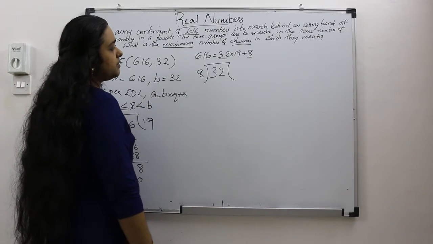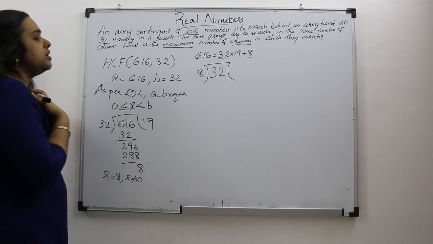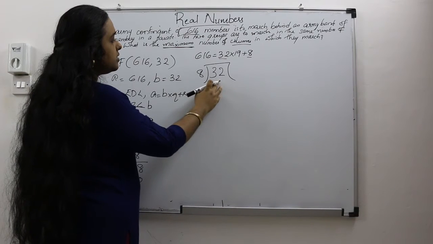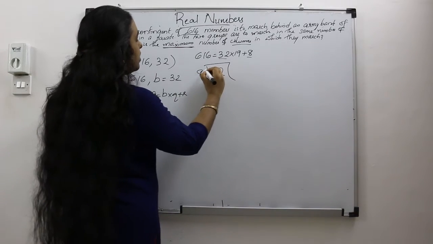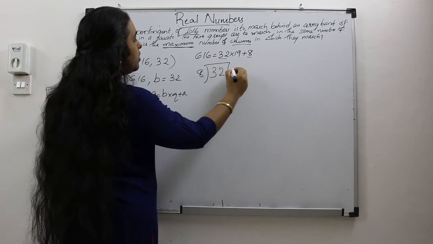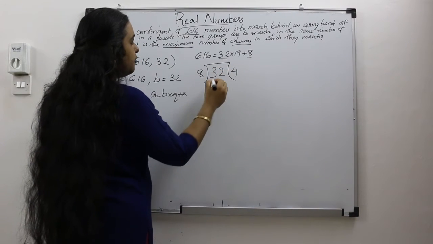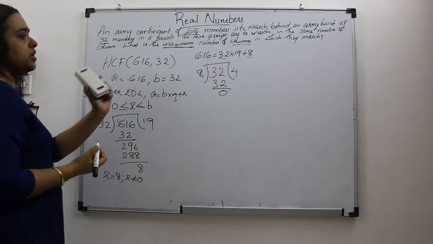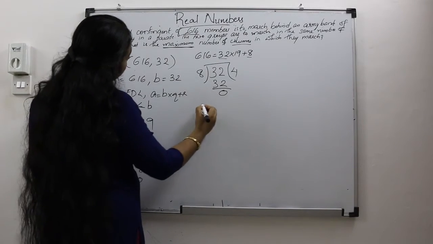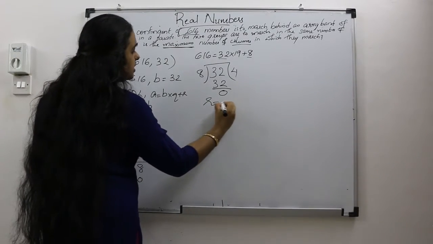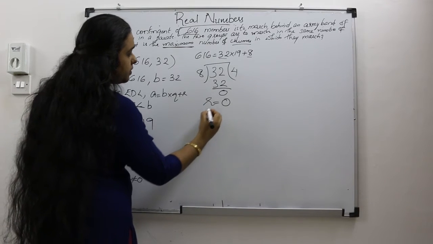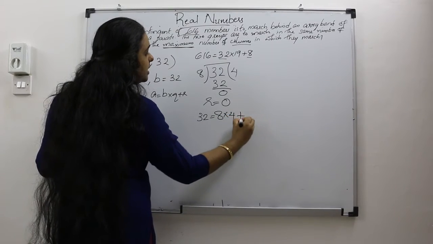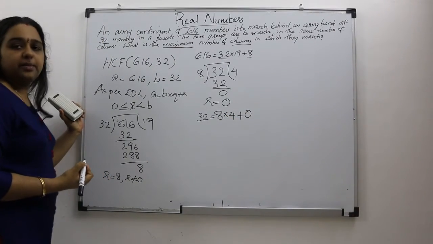32 and 8. How many times? In 32, 8 fours are 32. 8 fours are 32, so the remainder is 0. Then we can write R equals 0. So 32 equals 8 into 4 plus 0.